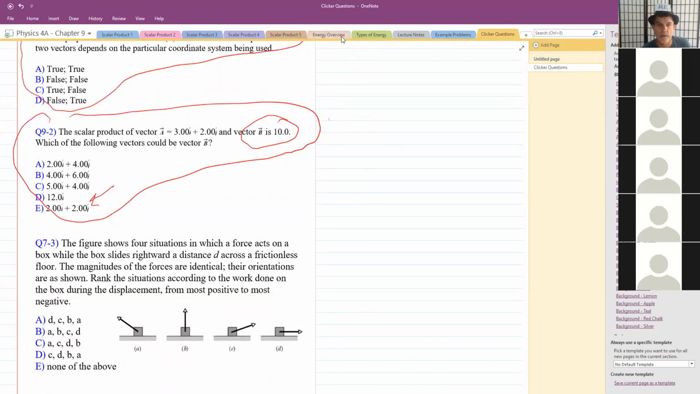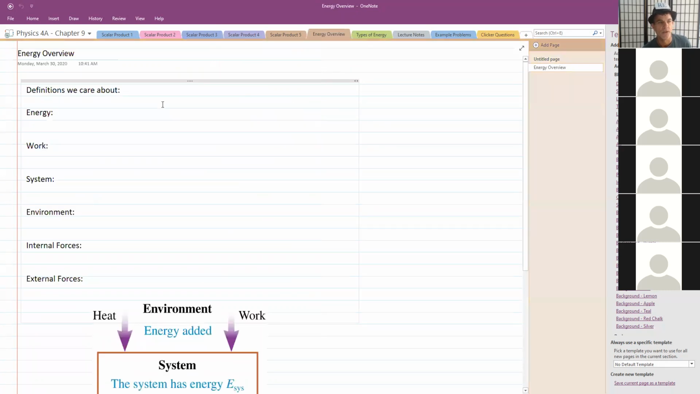Okay, so let's go back to this sort of energy overview. So these are the definitions that we're going to be caring about. Energy, work, system, environment, internal forces, and external forces. So 1, energy and work. Oh, this is no longer a recap. Got to get my other hat on. This is the Joe's teaching at home and staying positive hat.